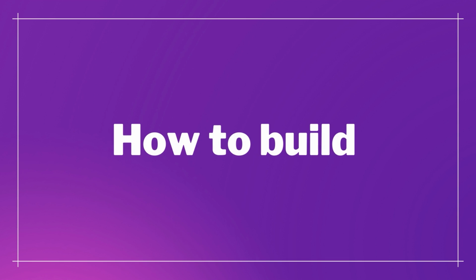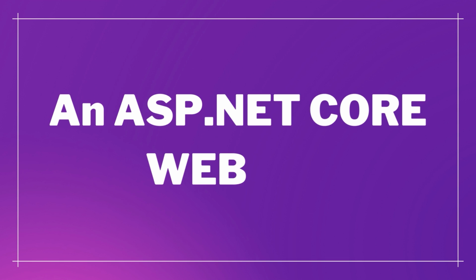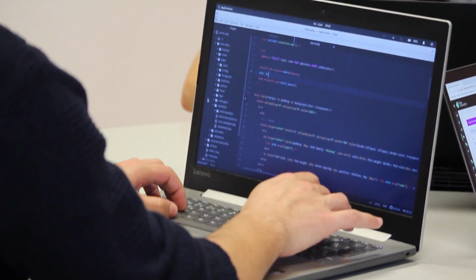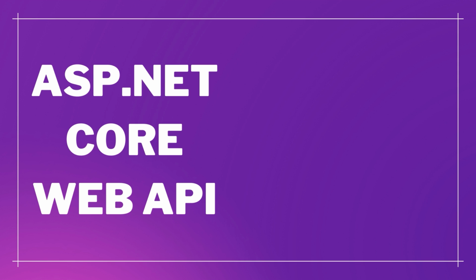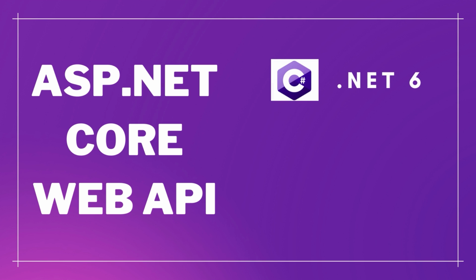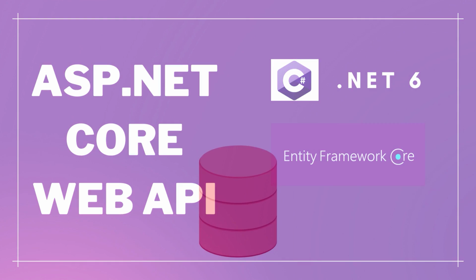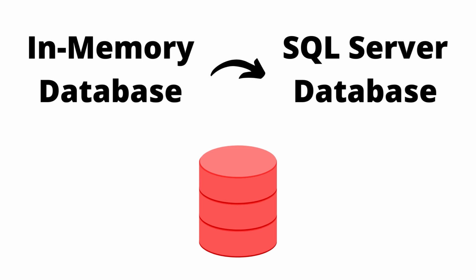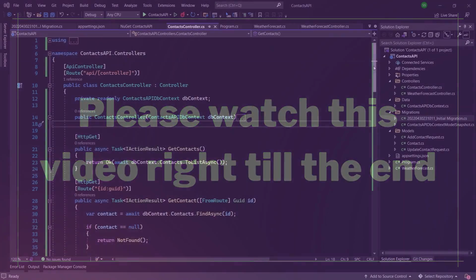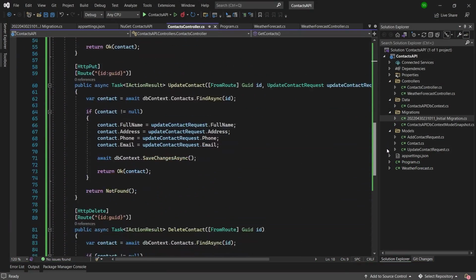Do you want to learn how to build an ASP.NET Core Web API from scratch? In this video, I will go step by step and create a brand new ASP.NET Core Web API using .NET 6, and I will use Entity Framework Core to first create our API with an in-memory database, and then I will show you how easy it is to switch implementation to a SQL Server database. Please watch this video right till the end so that you don't miss any details in between.